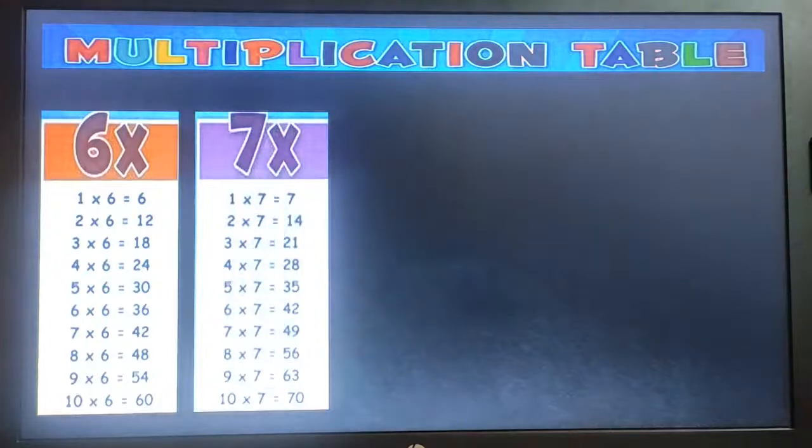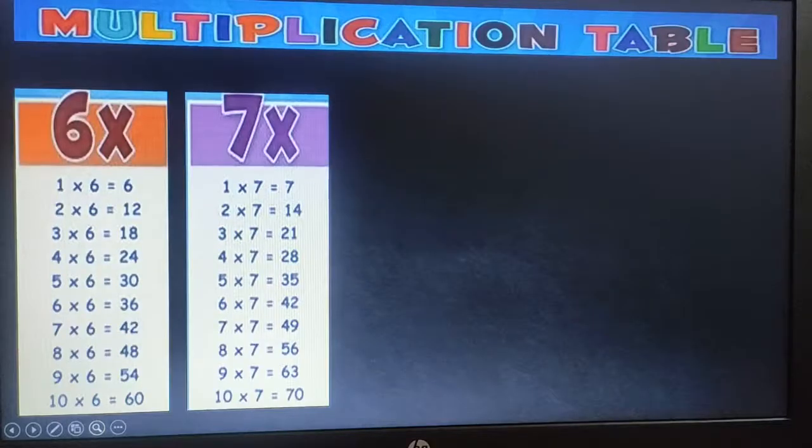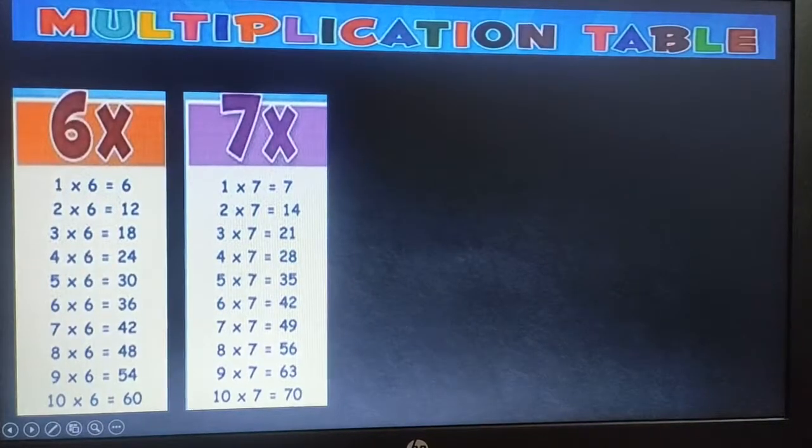Let's see 7's table. 1 into 7 is 7, 2 into 7 is 14, 3 into 7 is 21, 4 into 7 is 28, 5 into 7 is 35, 6 into 7 is 42, 7 sevens are 49, 8 sevens are 56, 9 sevens are 63, 10 sevens are 70.